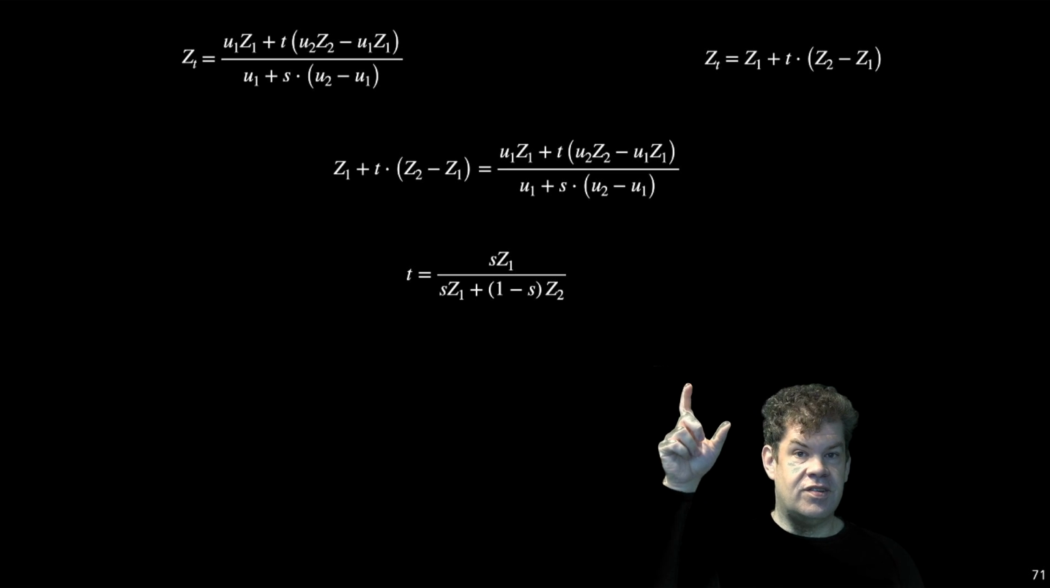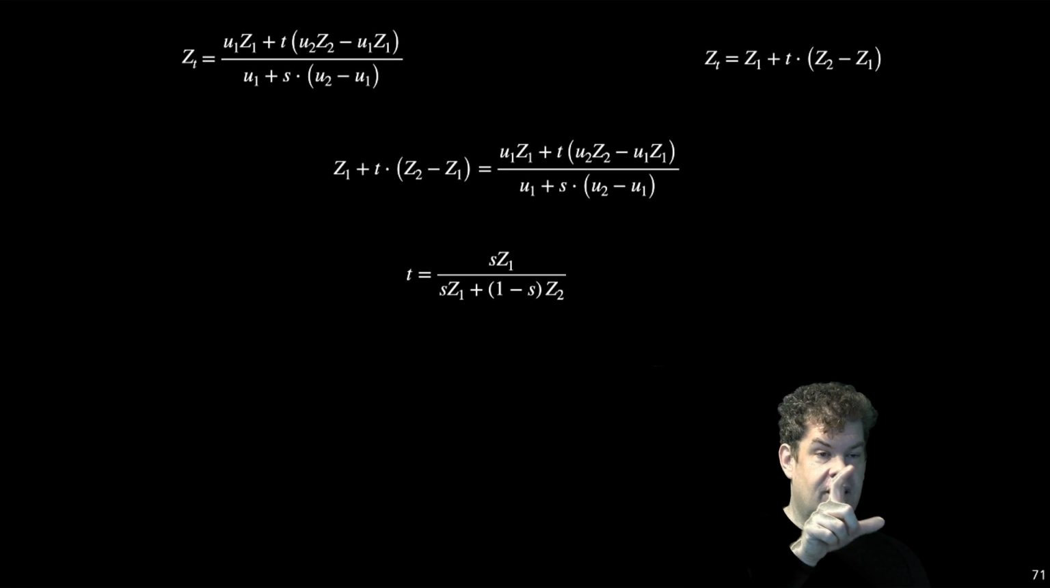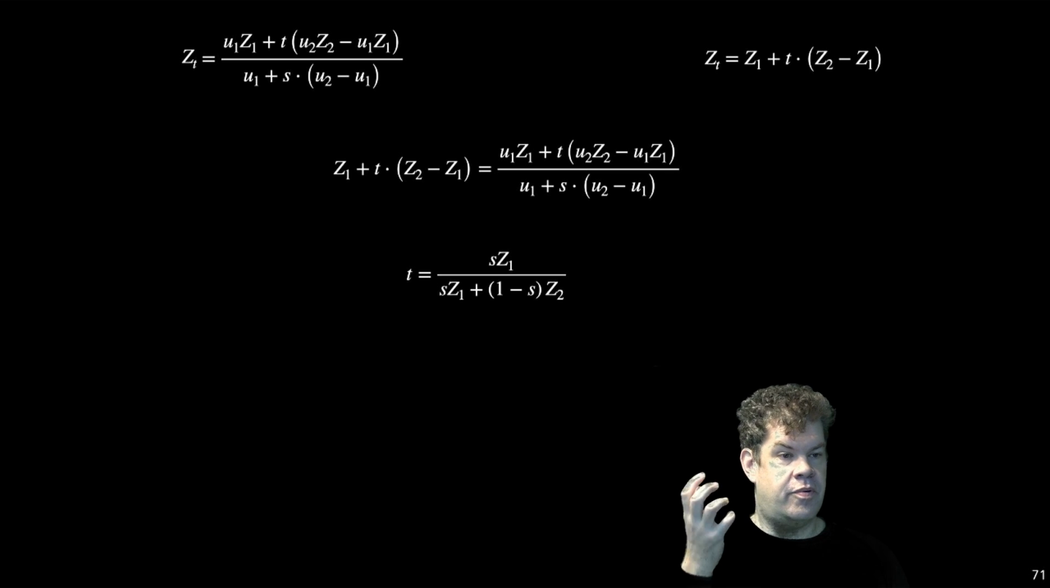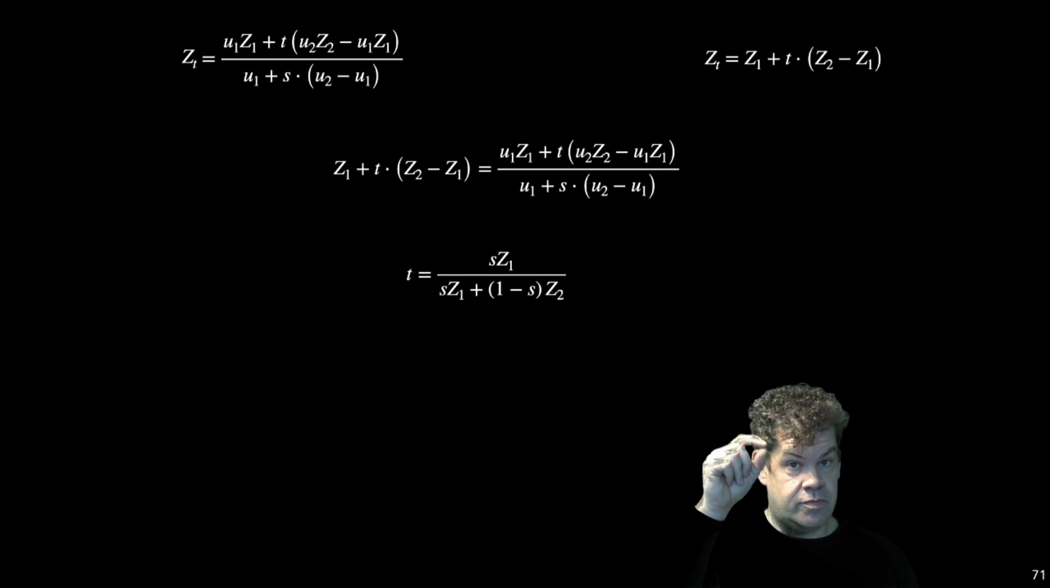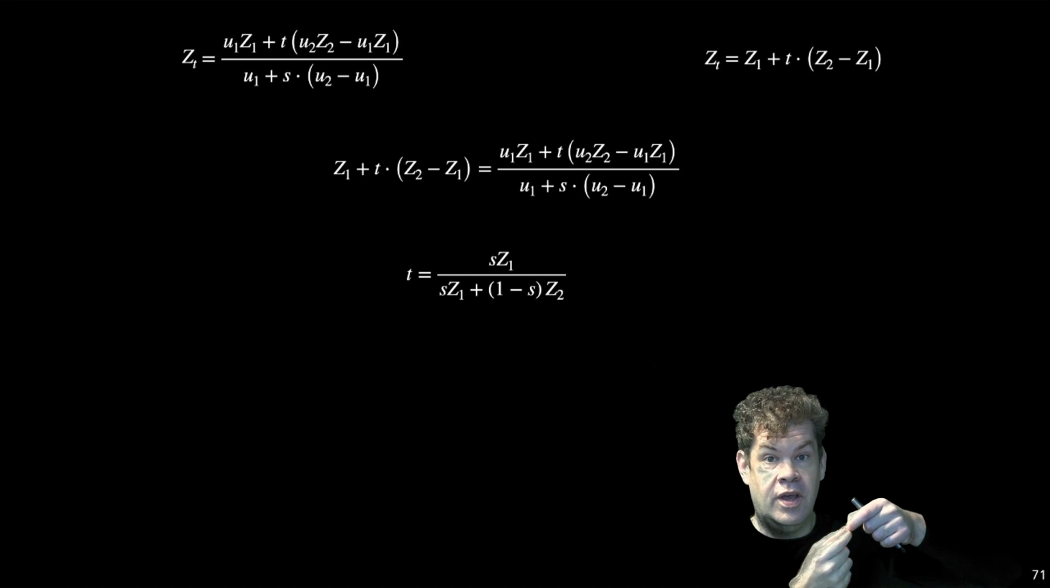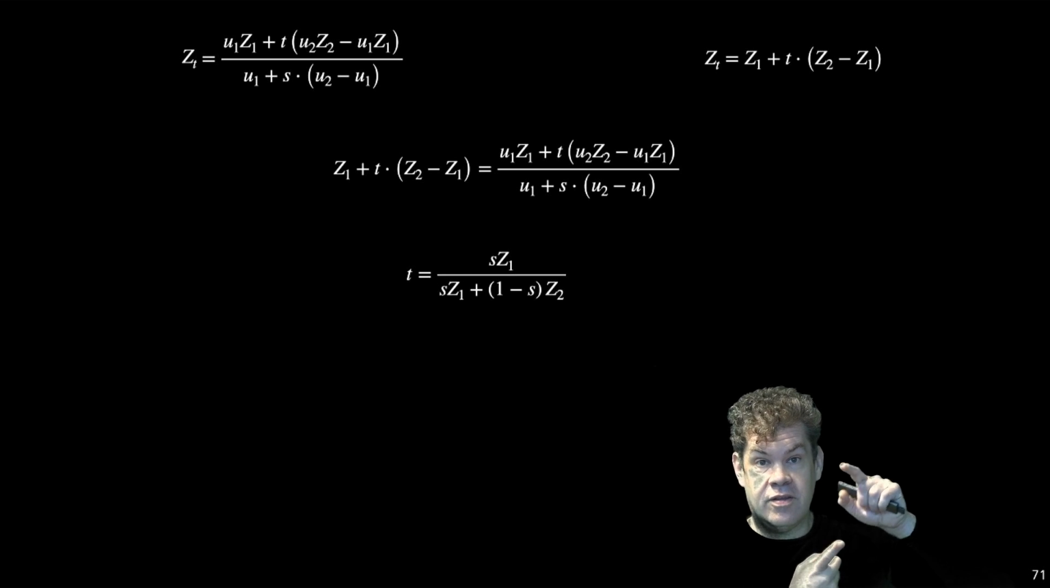So t is the thing in 3D, and what I've done here is create a relation between this t and the parameter s, which is the interpolation parameter on screen. This is what the rasterizer will figure out: how things are related on screen.